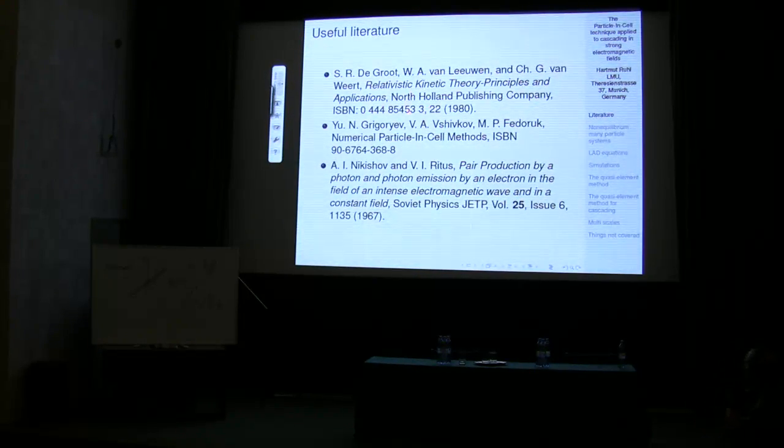So here's the literature I have made use of. There is a book by de Groot, Relativistic Kinetic Theory: Principles and Applications, from the 1980s, it's very old. Then there is a book about the particle in cell method by Grigoriev, Vshivkov, and Fedoruk. This might be known here in this audience. Then there's an original paper by Vshivkov, Vitus in the 1960s. That one I've used to reference cross sections.